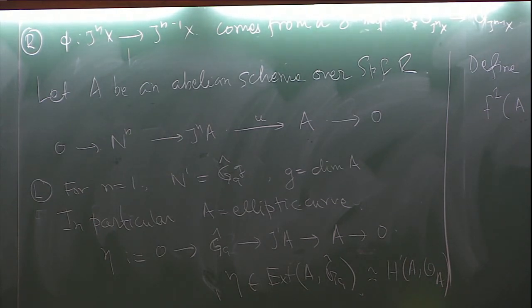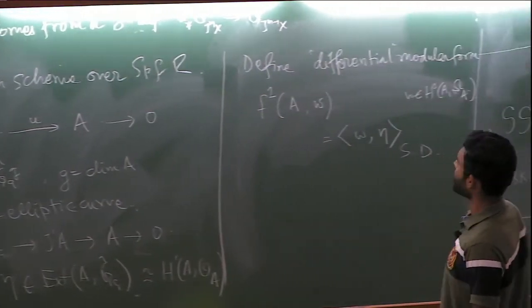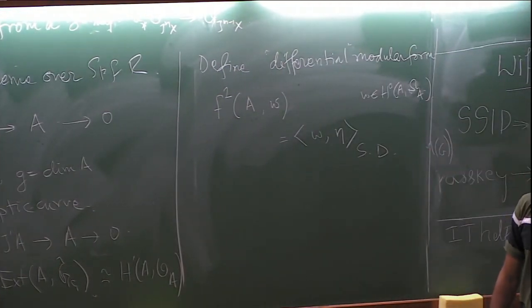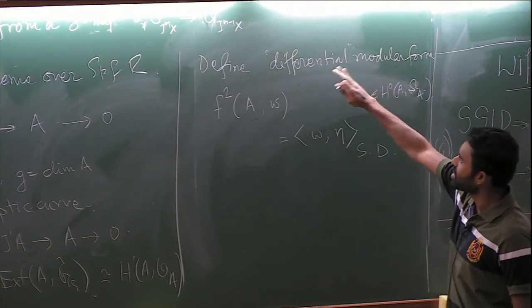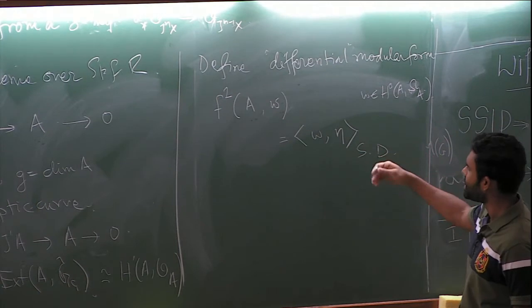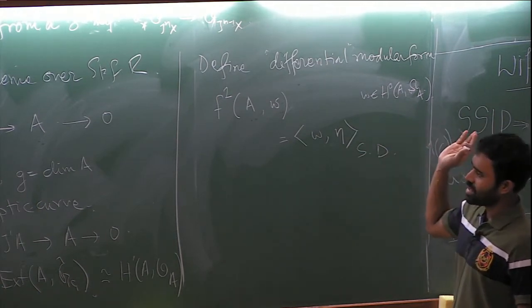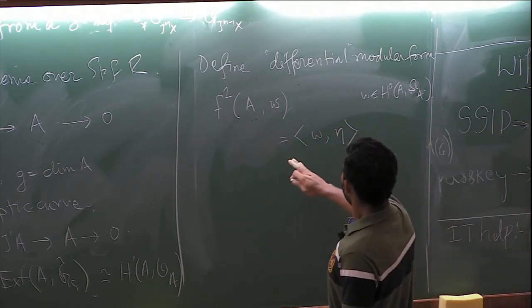And we have an element in H0 of A, omega A. So what you do is that now, to produce a number, you use Serre duality to pair them. So this is Serre duality. And now, what's the feature of this modular form? I'm suppressing differential because it's not a modular form. It has an order 1, whatever that means.